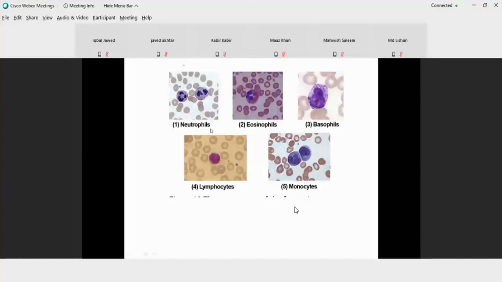Okay. Are these cells visible to you? Okay. Can you see these cells? Okay, good. So as I told you, see, these are neutrophils. You can compare them with the size of the surrounding RBCs, okay? The size of these cells are 10 to 14 micrometer in diameter.